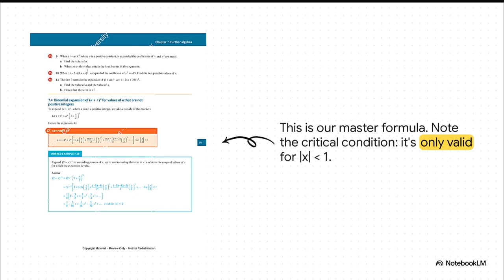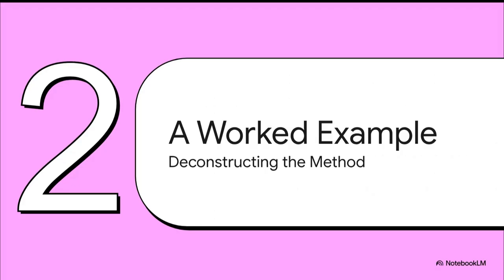Why? Because if x is too big, the terms in our expansion just get bigger and bigger and, well, they fly off to infinity. The whole thing breaks down. So we've got to check this every single time. Okay, enough theory, let's see this thing in action. We're going to grab a worked example straight from the textbook and pull it apart, piece by piece, so you can see exactly how it works.